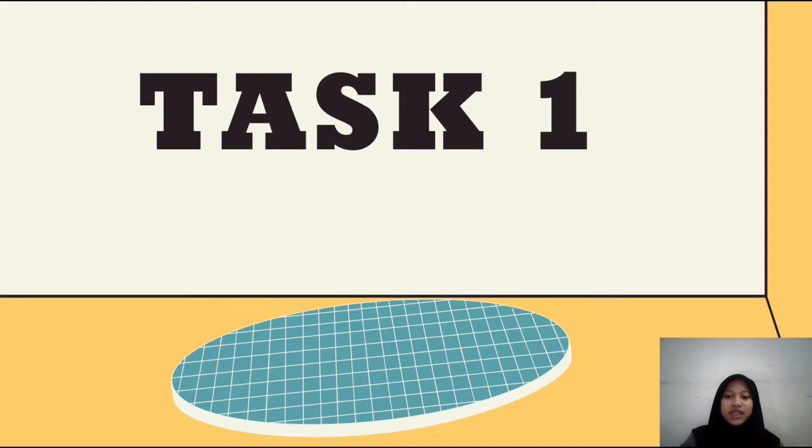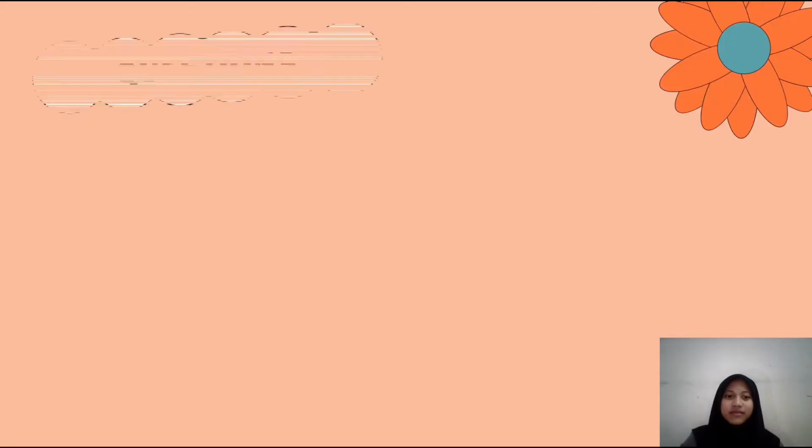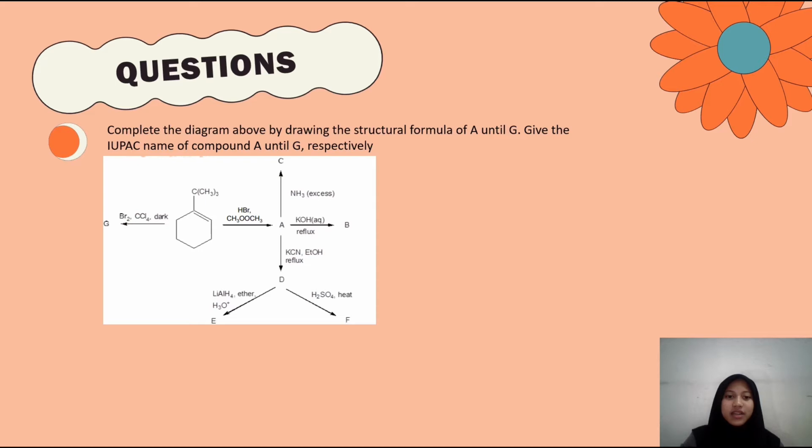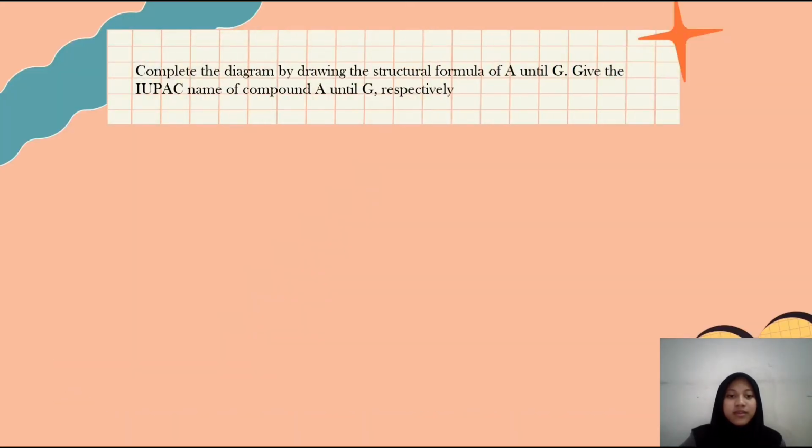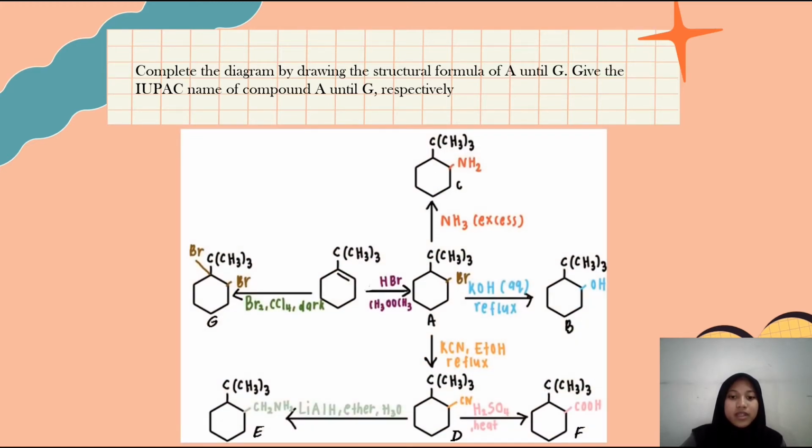Let's proceed to task 1. These are the questions from task 1. First question: complete the diagram by drawing the structural formula of A until G. Give the IUPAC name of compounds A until G respectively. So this is the overview answer for question 1, but only the structural formula without the IUPAC name.